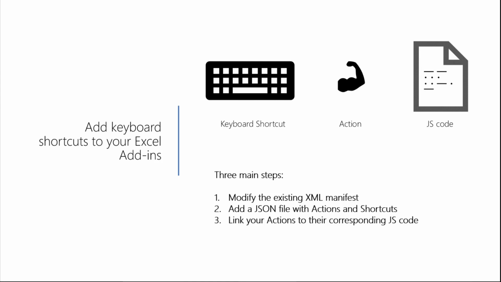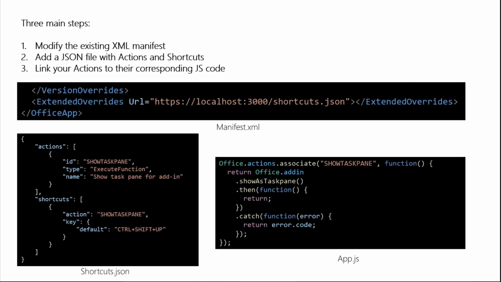So we'll quickly go through the three steps to adding keyboard shortcuts. I do want to say that this is the exact same as it was during our preview phase. So nothing has changed here in terms of your implementation. If you were using keyboard shortcuts in the preview phase, you can continue doing so just as you were there. So the three main steps: number one, you need to add a new node inside of your existing XML manifest.